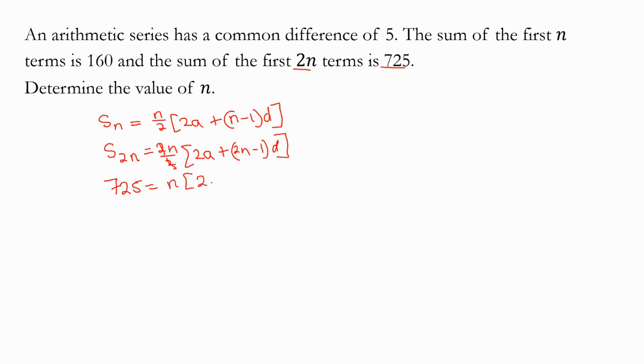And then we have 2a. Oh, we have 5 here. Let me just put the 5 here. It's fine. We're going to end up having a lot of steps. And then let's distribute the 5 like that. And then it becomes plus 10n minus 5. See that? And then let's distribute n. 725 is equal to 2an plus 10n squared minus 5n. This is our equation number 2. You see that? You can write it down.